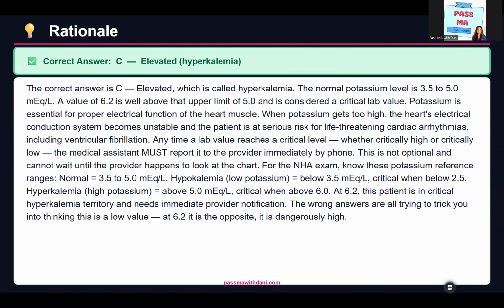Now, normal potassium levels are going to range from 3.5 to 5.0. You need to remember that, okay? Normal potassium is 3.5 to 5.0. A value of 6.2 is going to be considered elevated. It is high. When potassium gets too high, the heart's electrical conduction does become unstable, and then the patient really does become at risk for a life-threatening cardiac arrhythmia. This can include ventricular fibrillation. Okay, so 3.5 to 5.0 is normal.